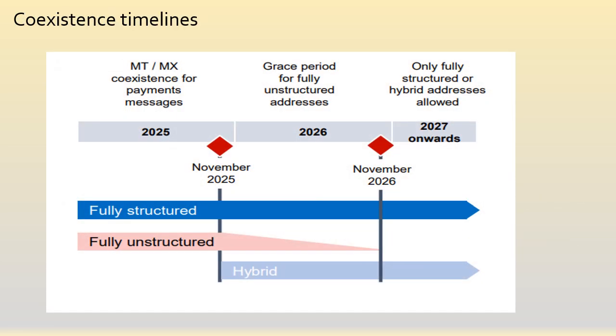So when is it coming into effect? Now, fully structured obviously is going to be there throughout because that's what MX was meant to have. Fully unstructured support is going to end by 2026. Hybrid is available from the beginning of 2026. So does it mean that in 2026 you can just get away without supporting hybrid? For outgoing, it is optional, but for incoming, if you get an incoming message with a hybrid address, you are supposed to honor it and not fail the transaction. So these are the timelines.